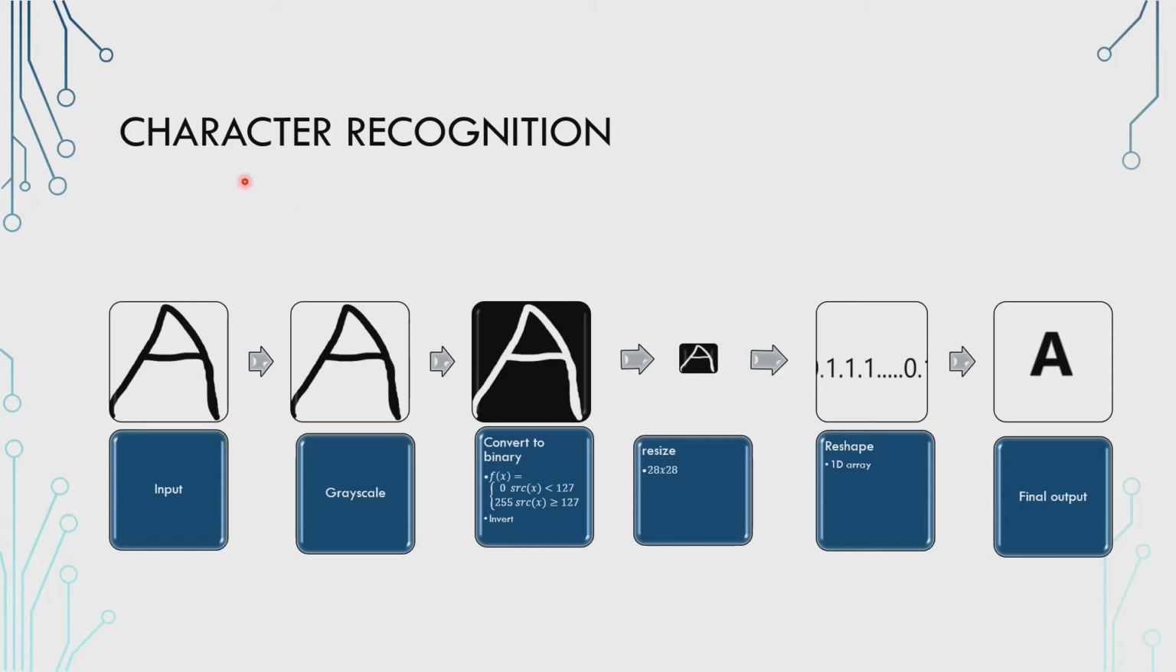So this is our character recognition framework. We take the handwritten letter as an input image, we convert it to grayscale, we then convert it to binary using a thresholding function. We resize the image to 28 by 28 pixels. We then reshape it to a one-dimensional array. We'll pass it to a neural network which will output a predicted character.